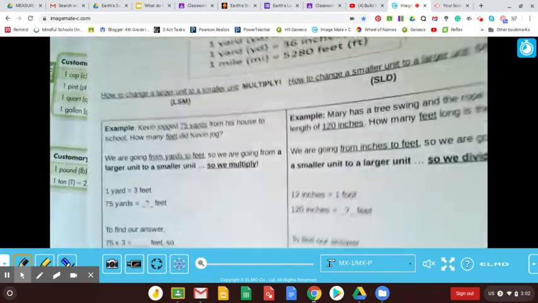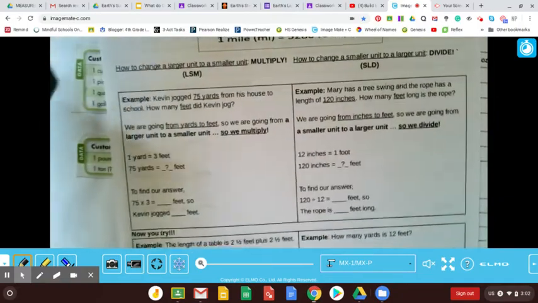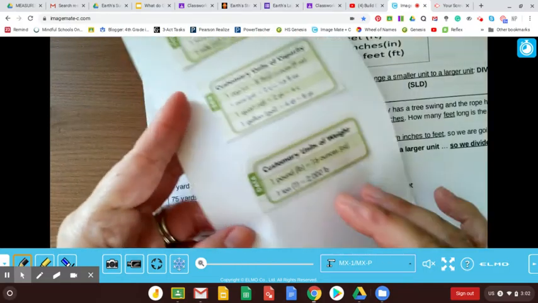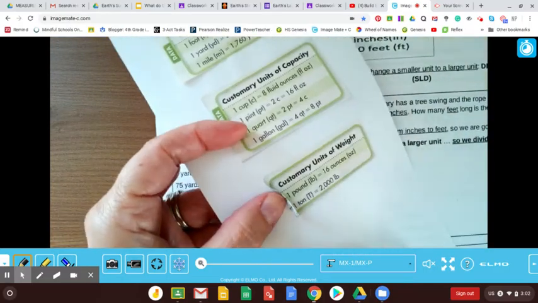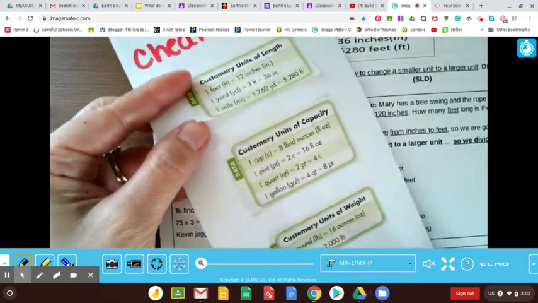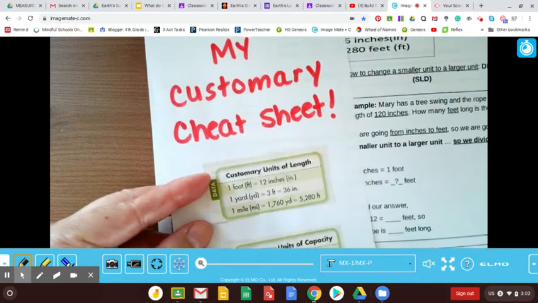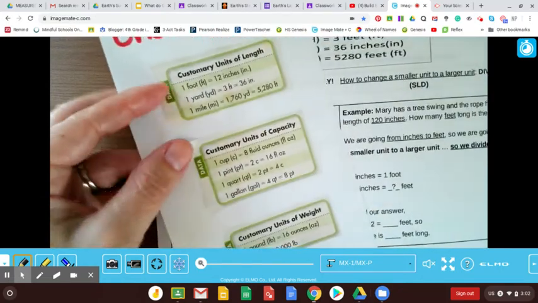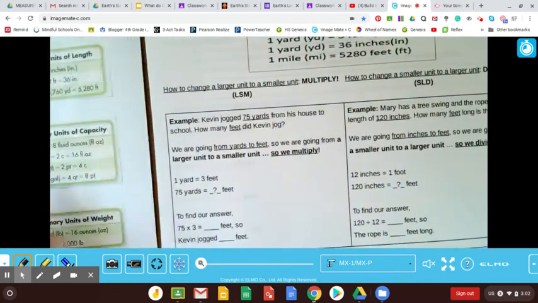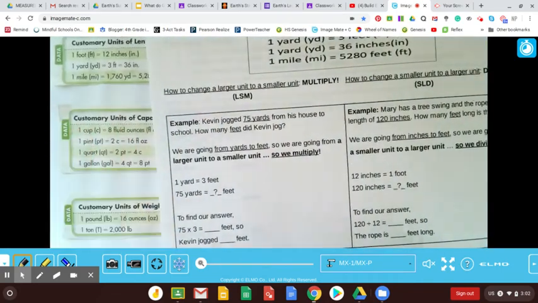All right. I'm going to put this to the side, but not too far, because you want to keep it handy for our lesson. Another thing that you could do at home: I cut out of our workbook these little tables, and I glued them onto a single piece of paper, and I called it my customary cheat sheet. And having this near me is going to be really helpful as we move through the topic. So I'm going to keep it very close.